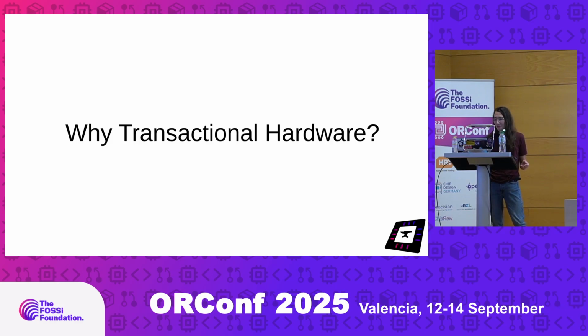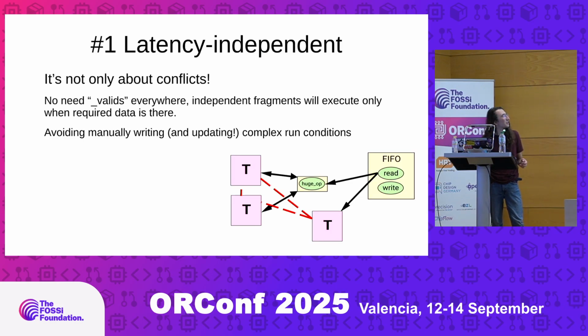So, summarizing why transactional hardware: you don't need to care about latencies and conflicts. It's not only about conflicts, but also about readiness of data sources. So you can have transactions that depend on different sets of data sources, and they will always execute correctly, and they will always execute as soon as the subset of input that they need is available. And this can really save you from writing complex run conditions, and what is worse, when modifying the code slightly, you need to think how to update all of them, and in this case, it's all done automatically.